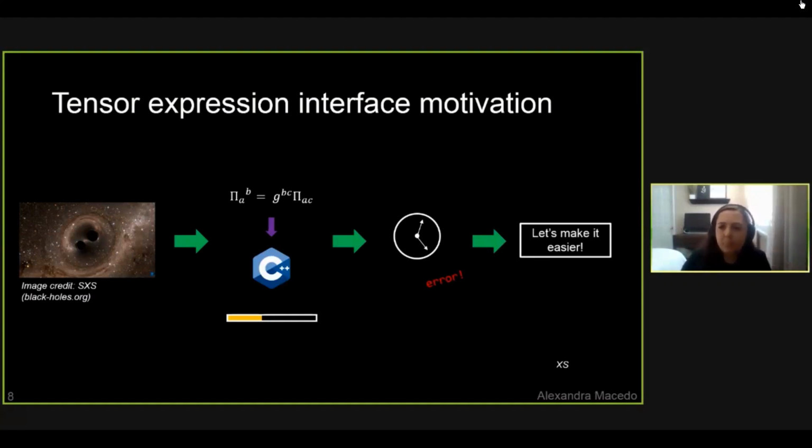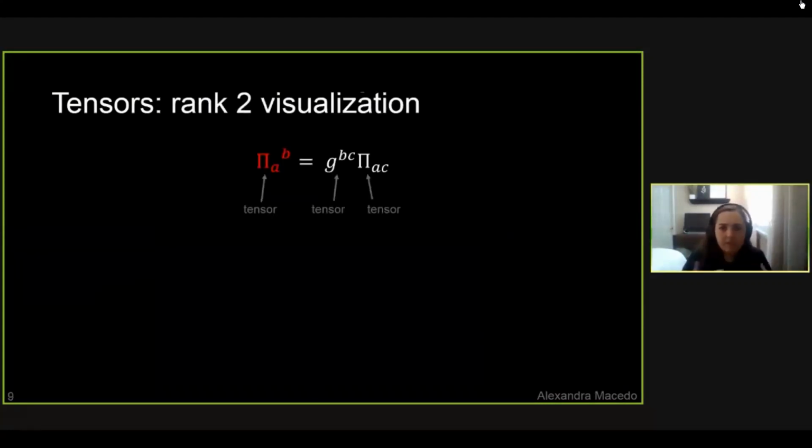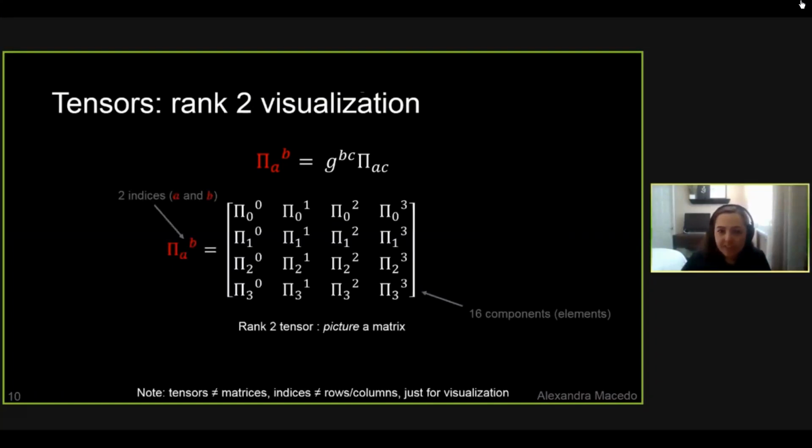To better appreciate this motivation, I think it helps to see an example. This is an equation that's a small part of computing the evolution of curved spacetime. I just want to say that tensors are not matrices, but for the purposes of helping anyone who hasn't seen a tensor follow along, I just want you to picture this pi AB on the left as a matrix. Here, pi AB is a rank 2 tensor. It means that it has two indices, A and B. And just like a matrix, you can give a specific row and a specific column to get an element out.